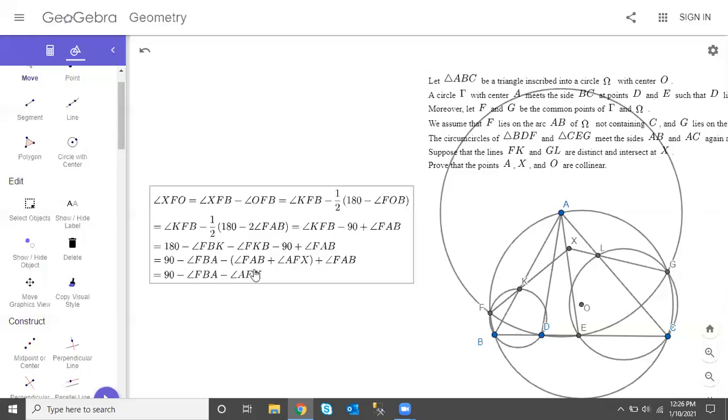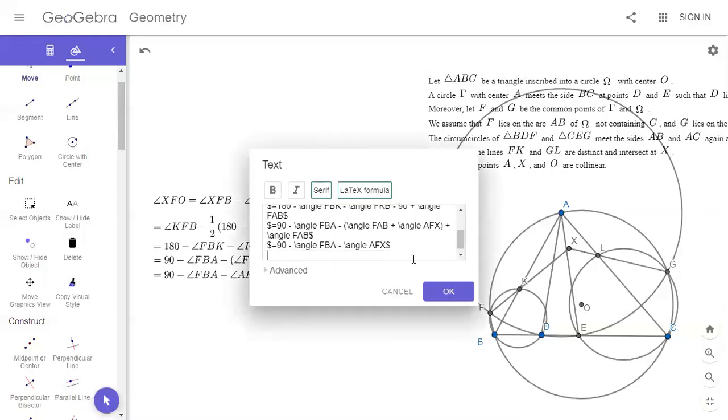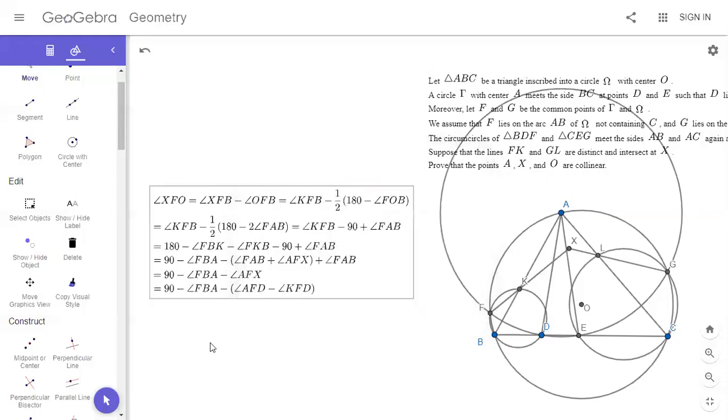So AFX is equal to AFD minus KFD. So it's very possible that I'm making this whole angle chase longer than it has to be, but this is 90 minus angle FBA minus angle AFD minus angle KFD. Okay. And angle AFD is the same as angle ADF.